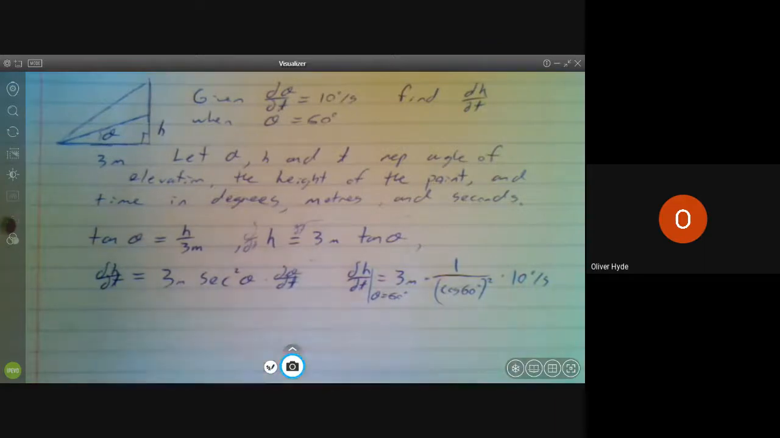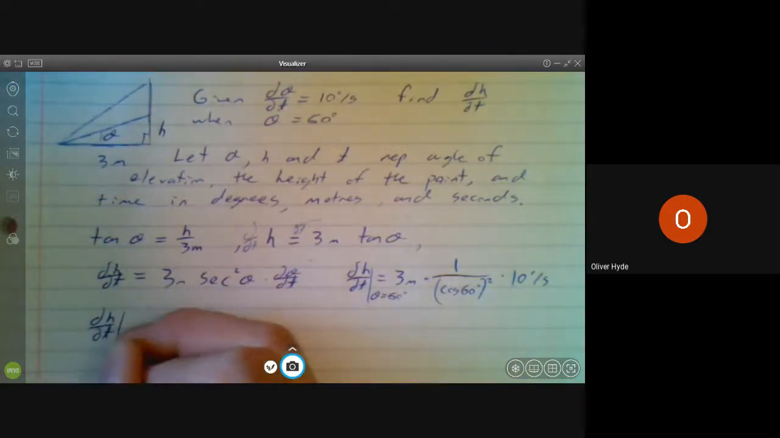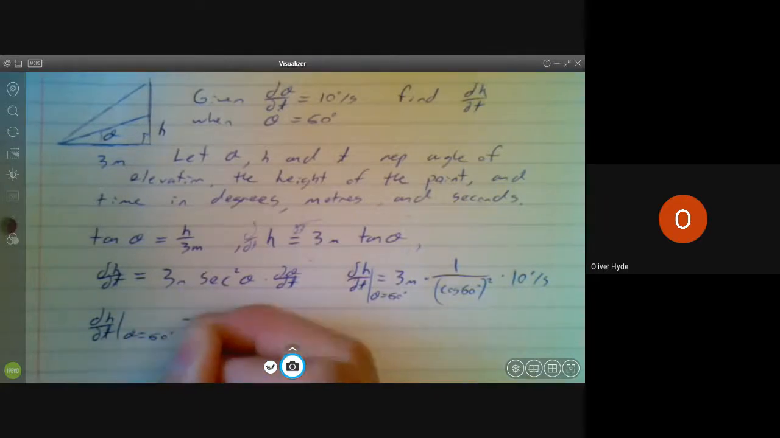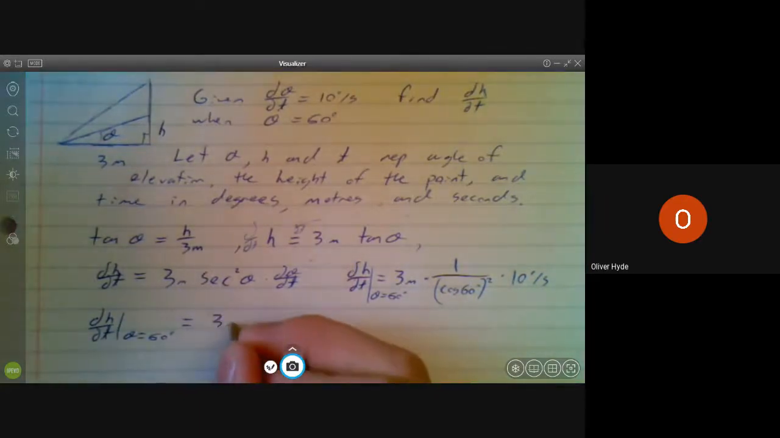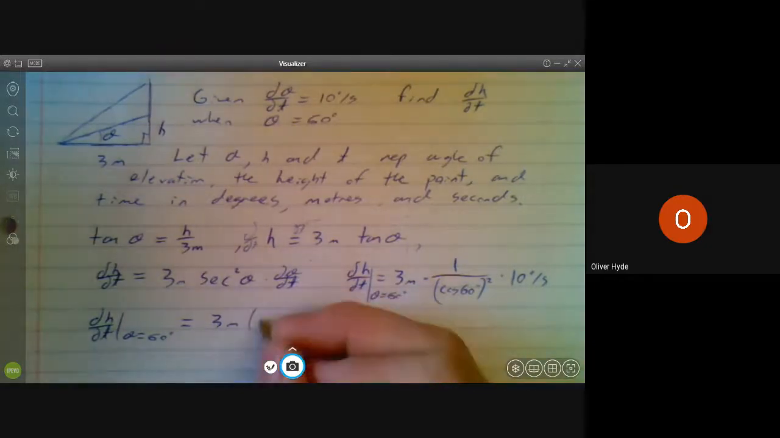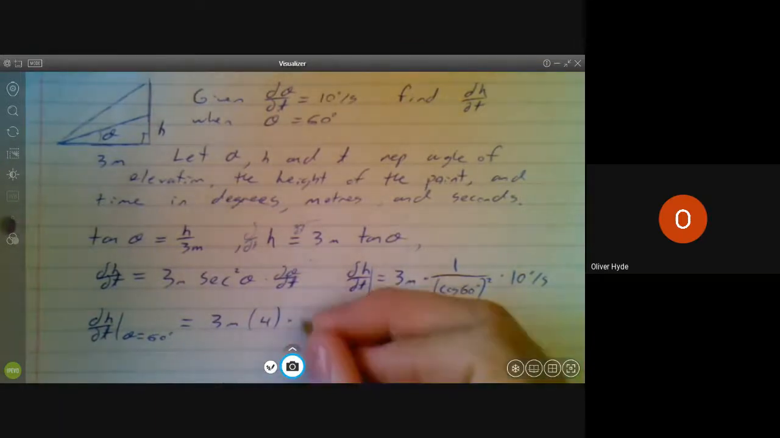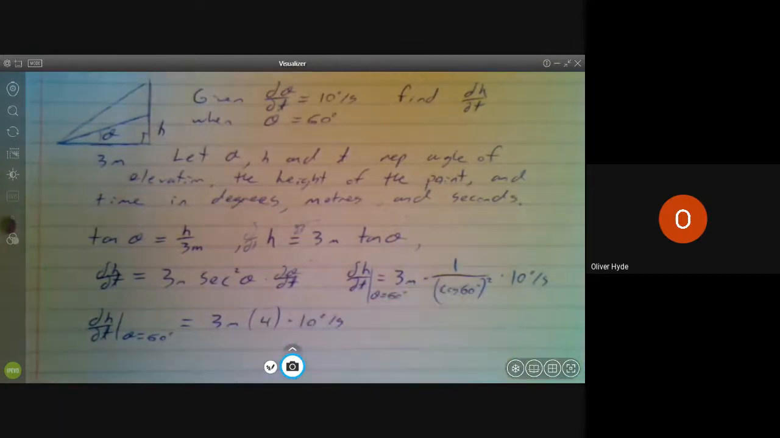Okay, so this means that dh/dt when θ is 60 degrees should be 3 meters multiplied by, let's see, the cosine of 60 degrees is 1/2. The square of that is 1/4. The reciprocal of that is 4, but that is a unitless ratio. And then I multiply this by 10 degrees per second.